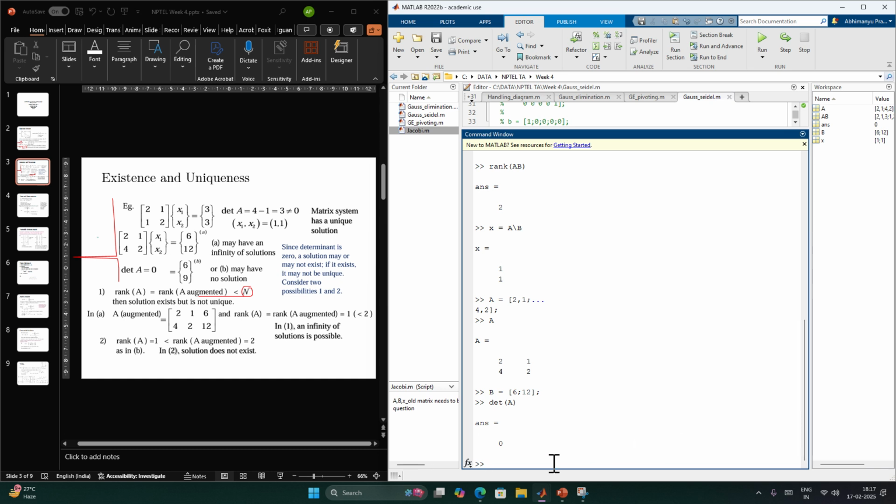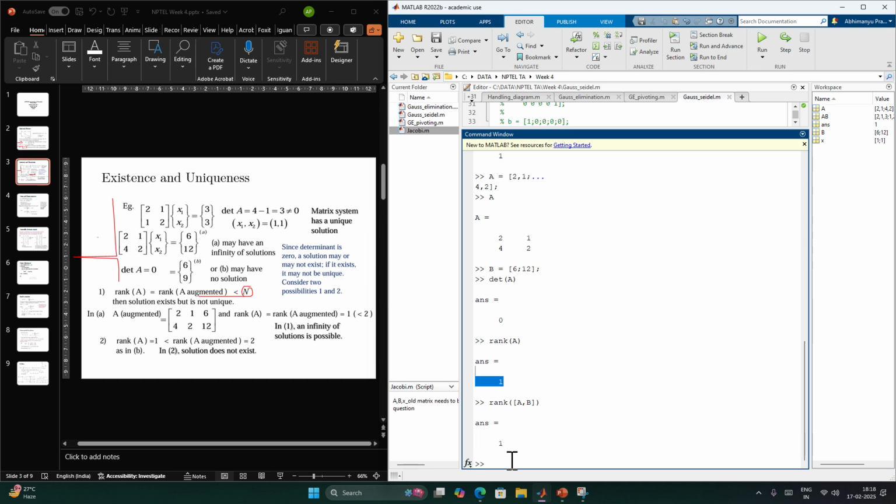Since we have checked the determinant of A and it's 0, that means no unique solution exists, or no solution exists. And now we need to check the rank of the matrix and the augmented matrix. So let us first check the rank of A. The rank of A is 1. Now if we check the rank of the augmented matrix, both of these ranks are 1.